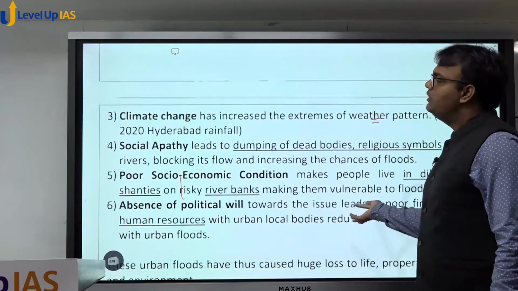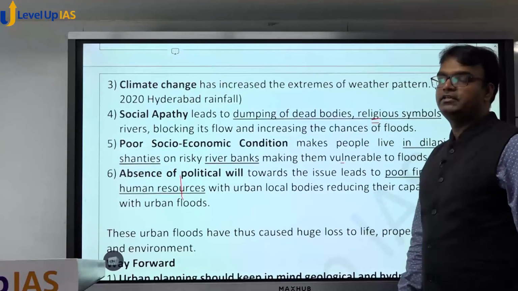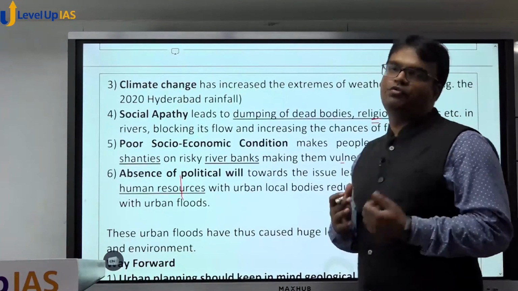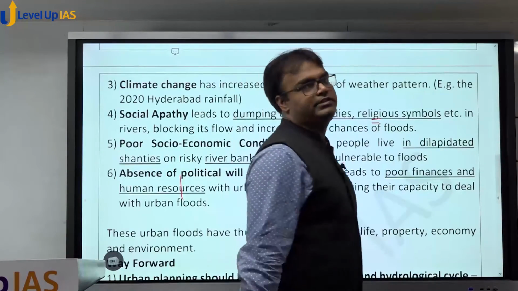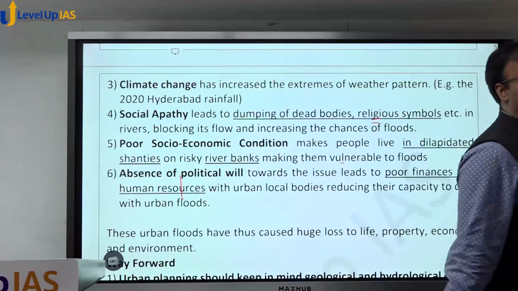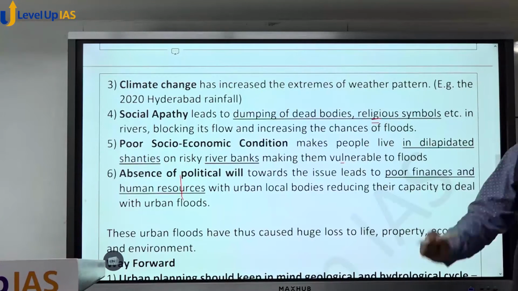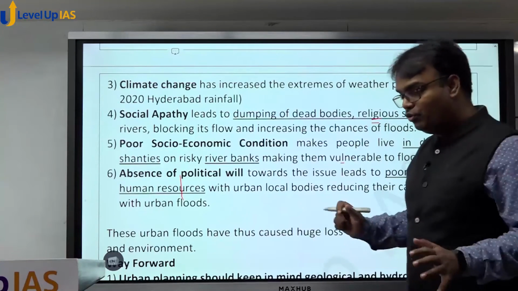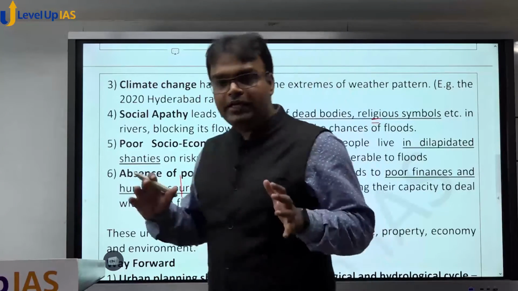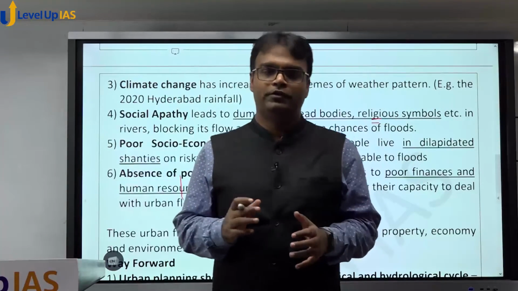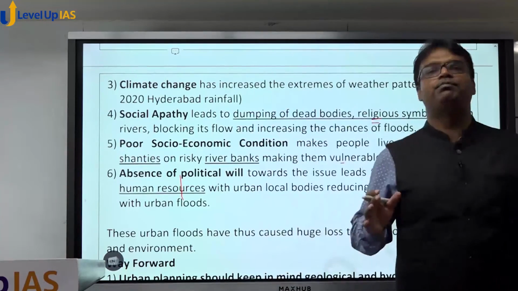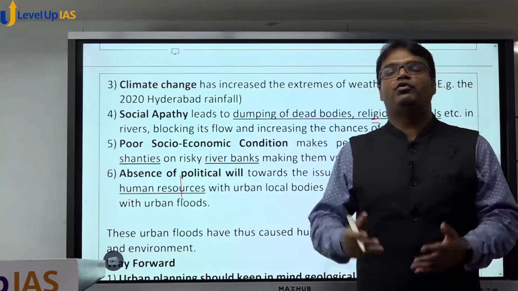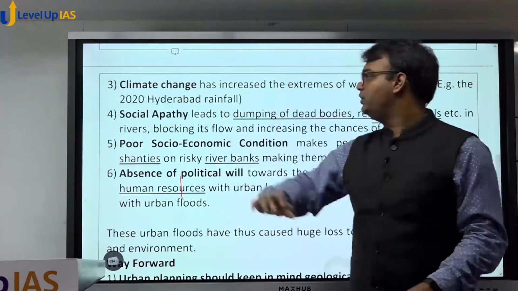Then there are other factors like social apathy, the general attitude of people. What we end up doing is we keep dumping our waste, dead bodies, and religious symbols into rivers. It also blocks the flow of the river. So in case of a flood situation in urban areas, because the river is blocked, most of the water would flow into the city, would get into the city.